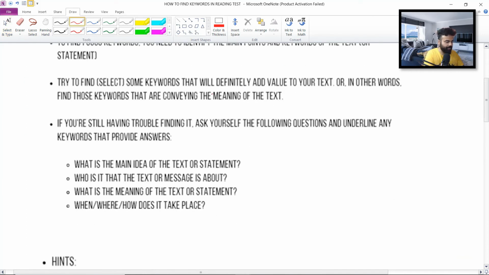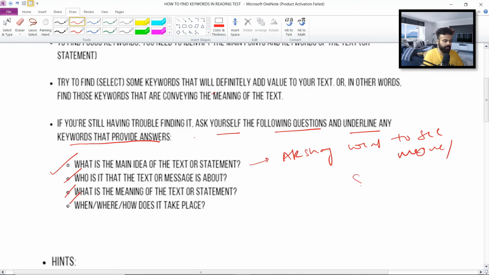If you are still having trouble finding these keywords, you can ask yourself the following questions and underline any keywords that provide you the answers to these questions. So what is the main idea of the text or the statement? In our example, it was Akshay went to see a movie, something like that, and Salman looks handsome, right? Who is the text or message about? Akshay, Salman. What is the meaning of the text or the statement? That you can decipher by looking at the statement.